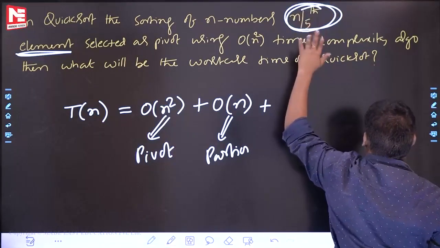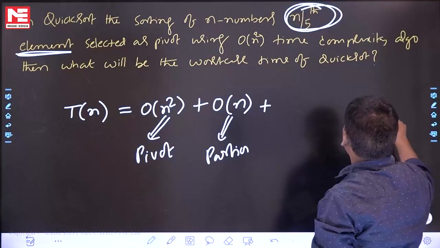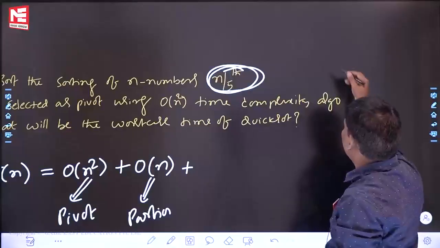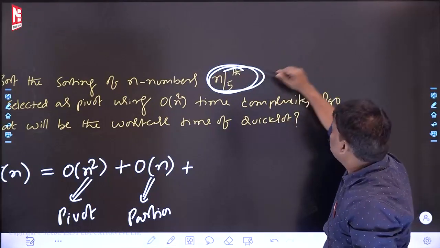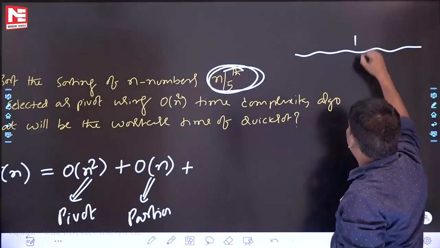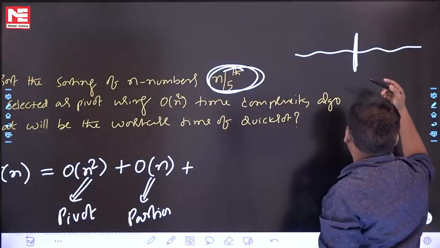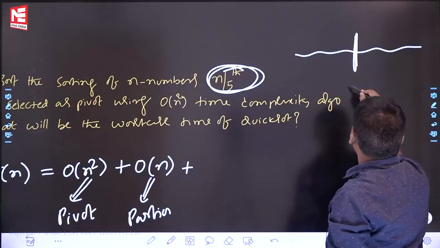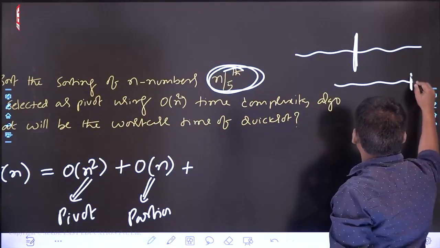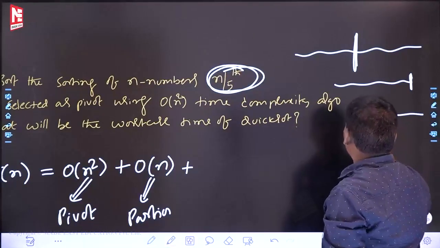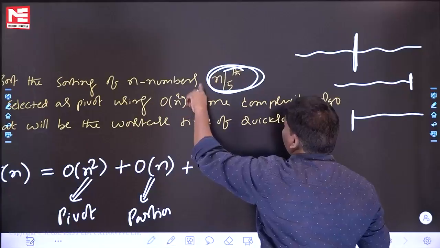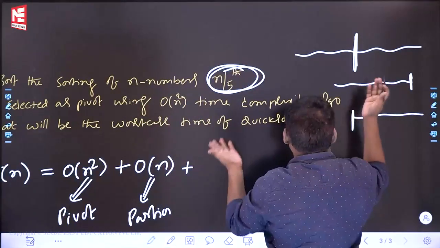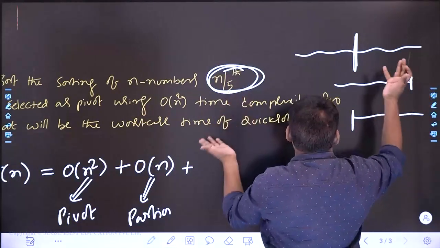When you say anywhere, many answers will come. Can you help me now? If you are lucky, what will happen? Because of the n by fifth element, if you are lucky, you can go to the middle. Maybe the best case will come. If you are unlucky, where can you go? You may go to the extreme corners, either here or here, like this. So because of the n by fifth element you took, it can go anywhere. So I think two different answers will come, worst case or best case.